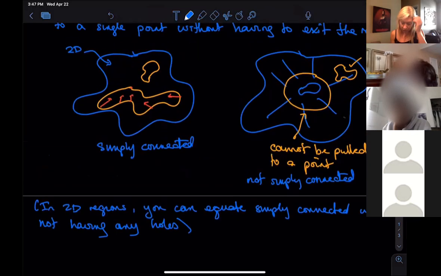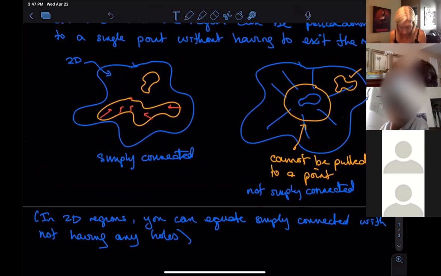So these were 2D regions. And if you look right here, this one didn't have any holes. It was all filled in. This one had a hole right here, and that's what caused the problem.